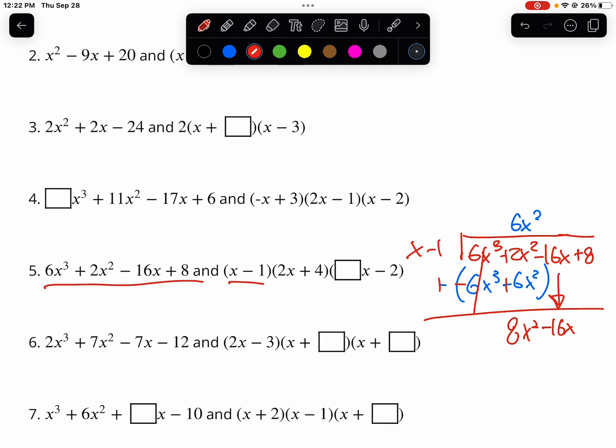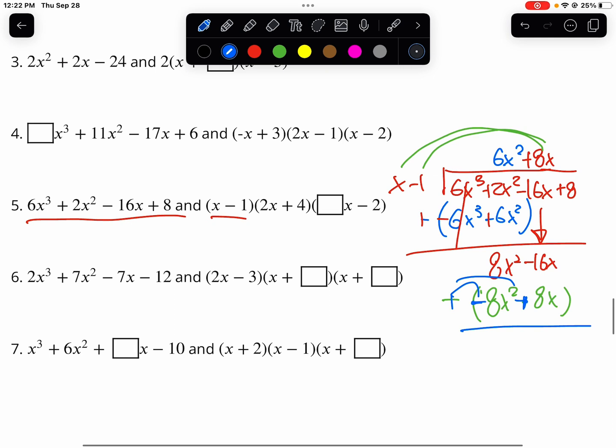Okay, I need to multiply x by something to give me 8x squared. So what do I have to multiply by? I have to multiply by 8x plus 8. When I multiply this, 8x times x is 8x squared. 8x times negative 1 is negative 8x, and I have to subtract this. When I subtract, I have to distribute that sign. And so I'm going to have a negative and then a positive afterwards. And so what ends up happening is this cancels, and then I'm left with negative 8x plus 8.